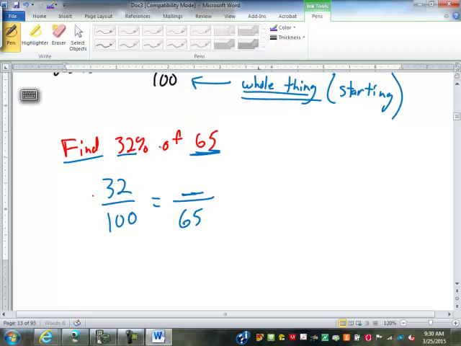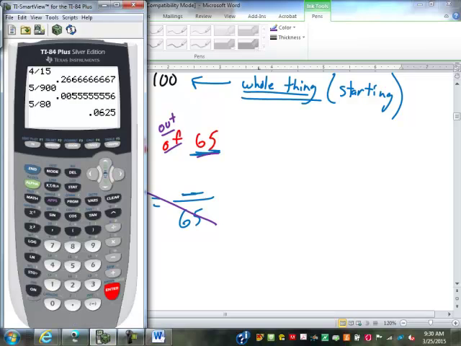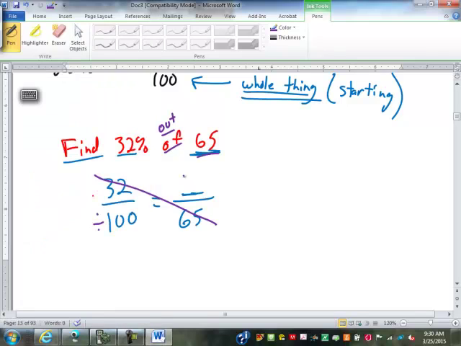One way we can think of this is where it says of 65, you can think of that as out of 65. So now we can cross multiply and divide. 32 times 65 and then divided by 100 is going to be 20.8. So 32% of 65 is 20.8.